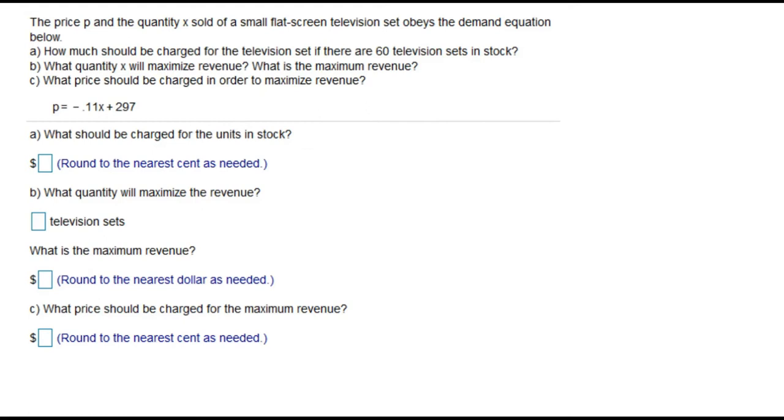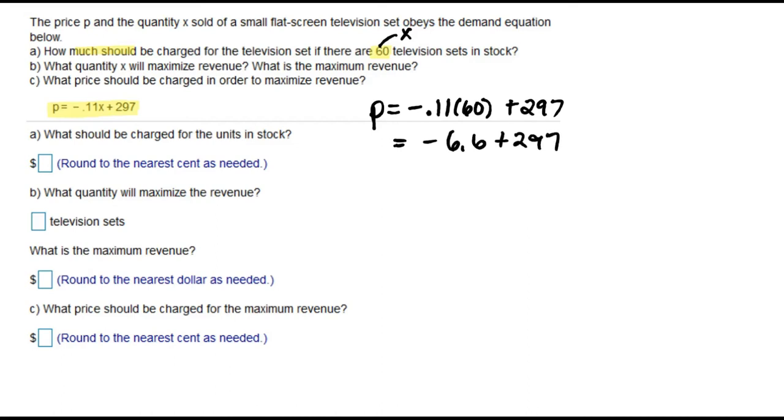Okay, so the first question says that this is the demand equation, P equals negative 0.11x plus 297. And the question says how much should be charged if there are 60 television sets. So that is our value of X, the number of television sets. So we're going to be able to find the price we should set: negative 0.11 times 60 plus 297. So let's do 0.11 times 60, which would give me negative 6.6, plus 297. Do 297 minus 6.6. So 290.40 is what we should charge, $290.40.